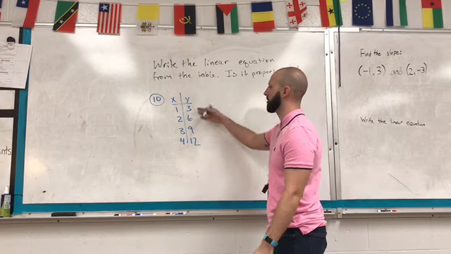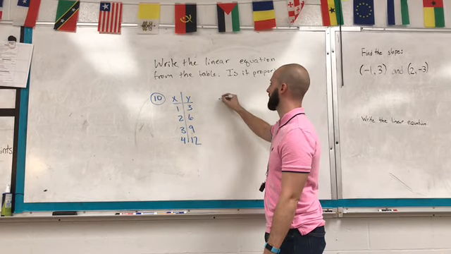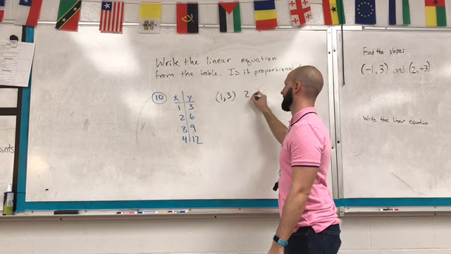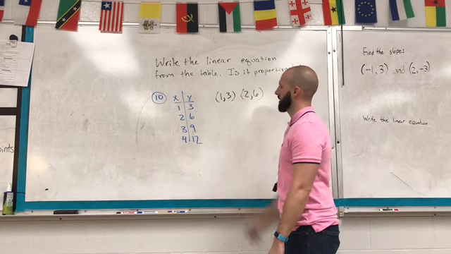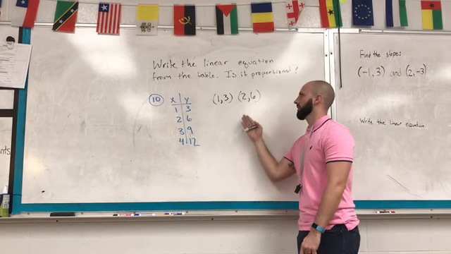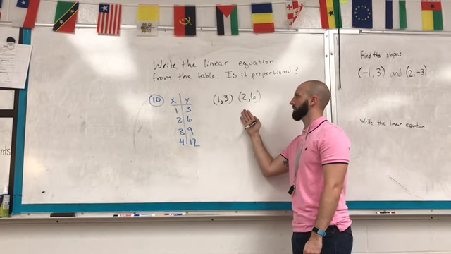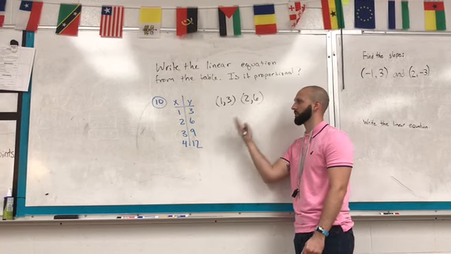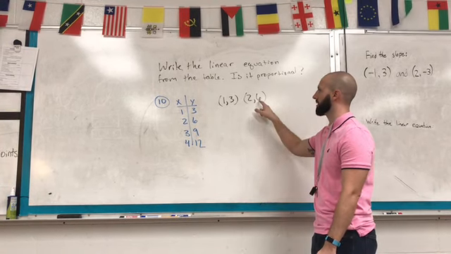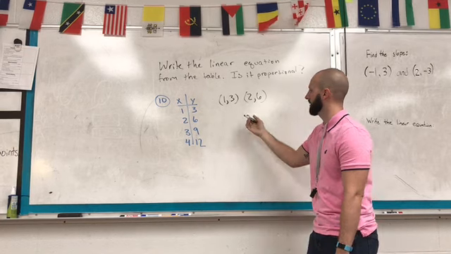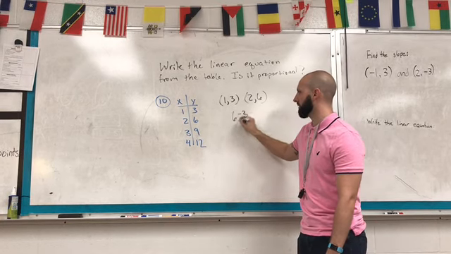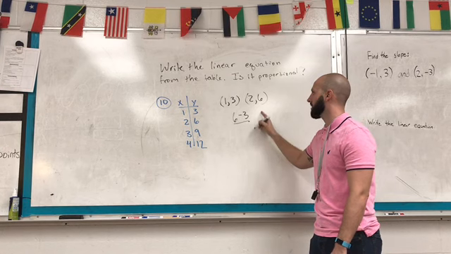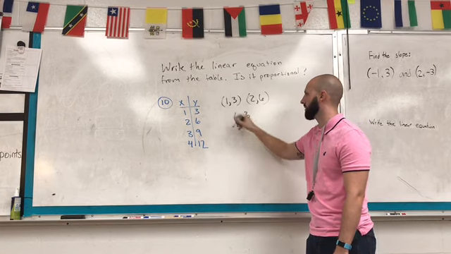First thing we need to do is pick 2 points out of the data table. So I'm going to pick 1, 3, and then I'm going to pick 2, 6. We've been working with solving for slope from 2 points. So picking these 2 points, you should know how to do this, which is 6 minus 3 over 2 minus 1. If not, you can watch the other videos from the other 2 math teachers.